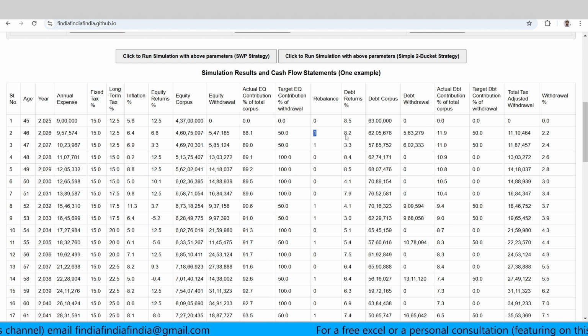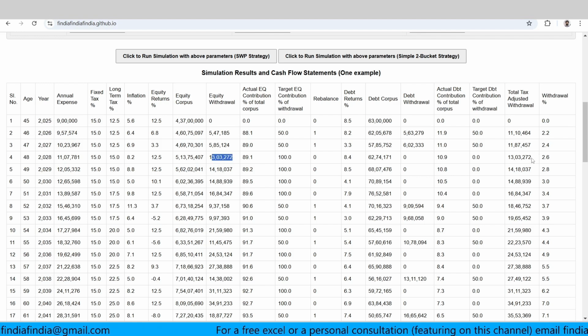Because the debt return is 8.2% and the equity return is 6.8%, rebalancing is happening here because the debt return is greater than the equity return. And why is rebalancing not happening here? Because the equity return is more than the debt return. That is why the target equity contribution percentage is 100%. I am withdrawing 100% from equity.